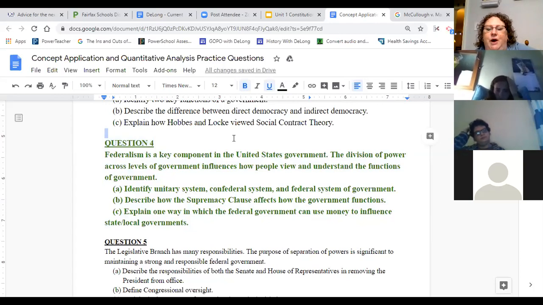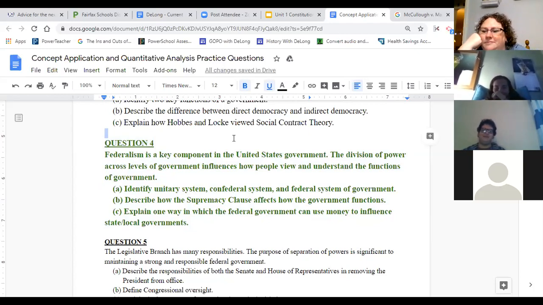Federalism is a key component in the United States government. The division of power across levels of government influences how people view and understand the functions of government. This is a comparative question. Identify unitary, confederal, and federal systems of government. They just made you do 3 things to get 1 little measly point.